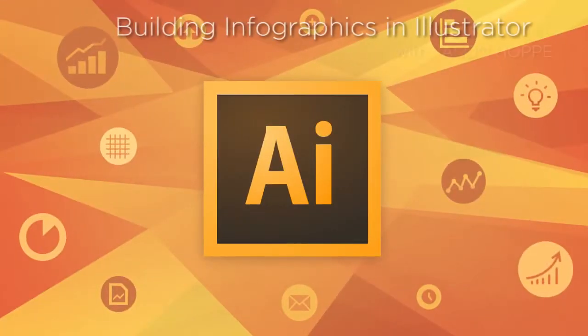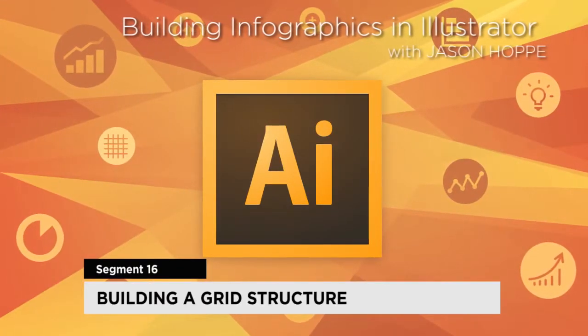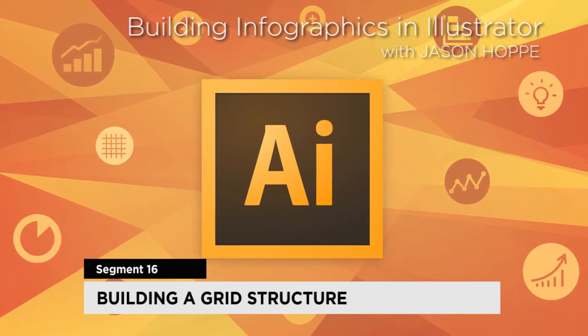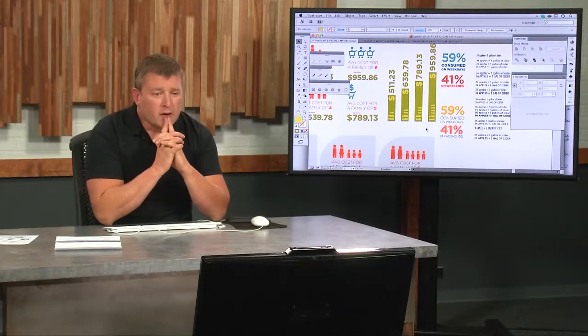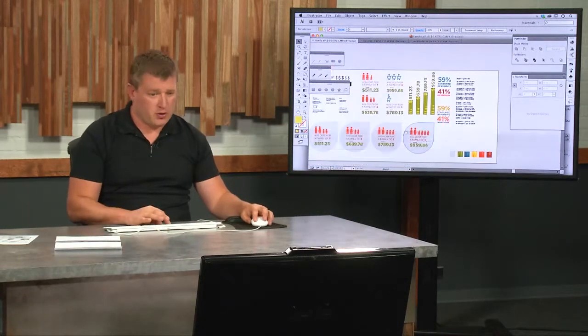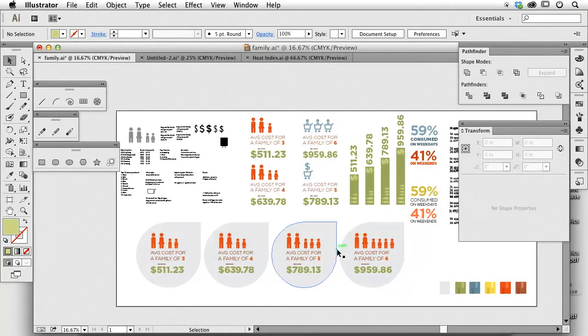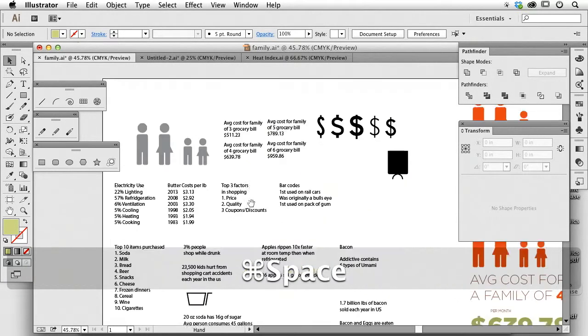What I want to show you now is I need to put everything together into some type of grid structure. We're starting to build this all out. So I've got a lot of information on here that I want to include, and you can see I've already filled my artboard substantially here. But I've got a whole bunch of information here.